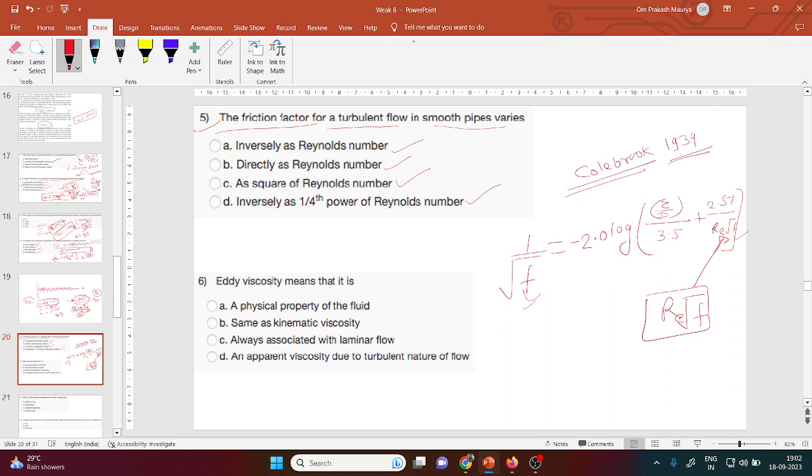If an implicit equation like this appears, we generally follow iteration, that is, put in some value and get the answer. But here the question is how the friction factor of the turbulent flow in the smooth pipe varies. So when you solve this question, you will get the friction factor varying inversely with the 1 by 4th power of the Reynolds number.